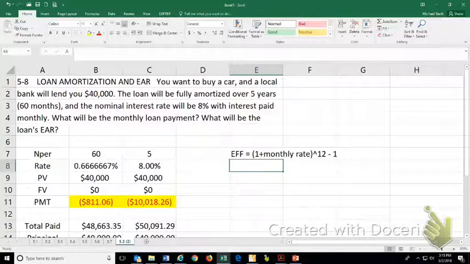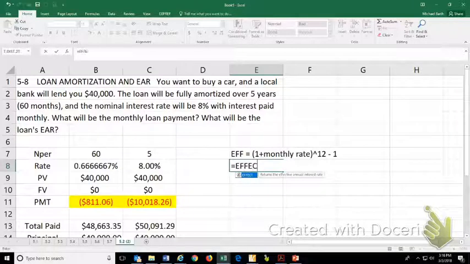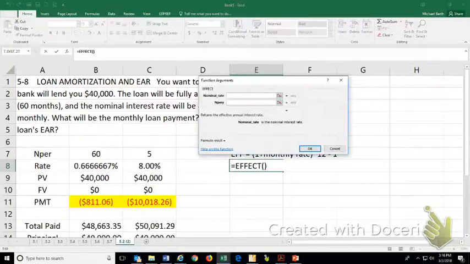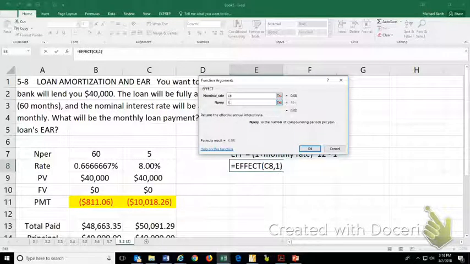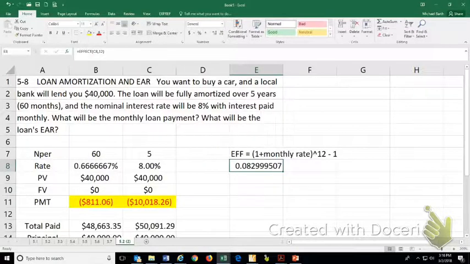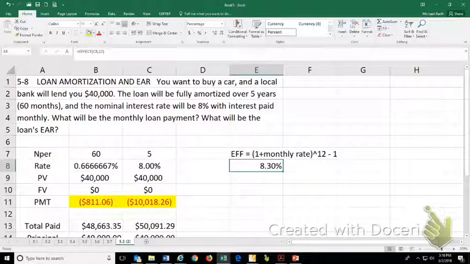In Excel, there's also a function called the EFFECT function, and that returns the effective annual interest rate. If the nominal rate is 8% and the number of periods per year is 12, then it has an effective rate that's actually slightly higher, 8.3%. So what are the monthly payments going to be? $811.06. And that's the equivalent of having an 8.3% annual interest rate on your loan.